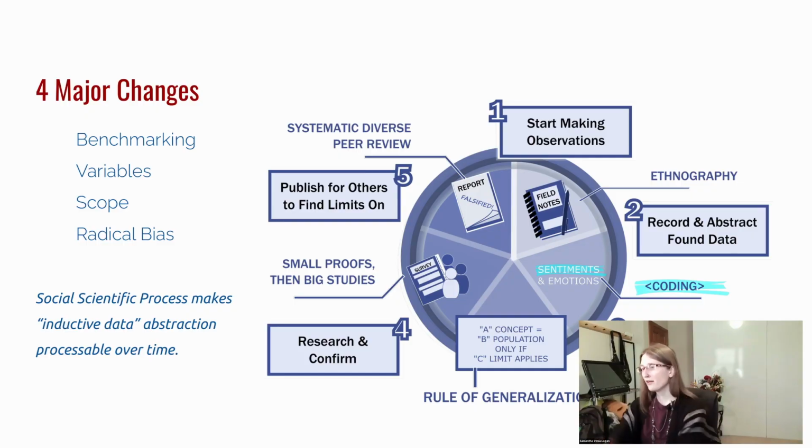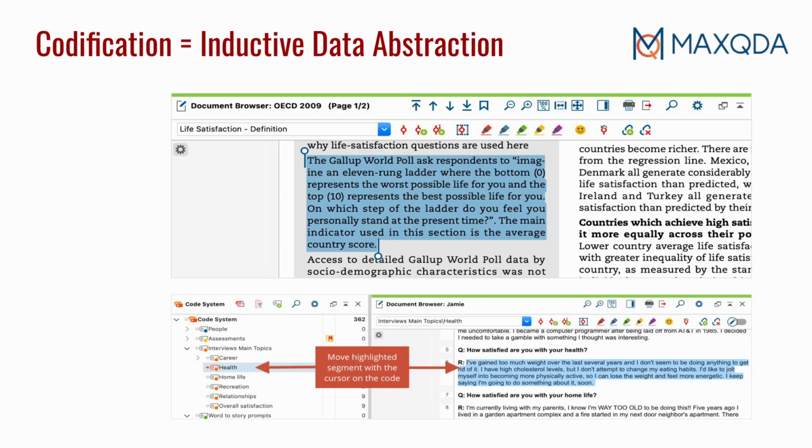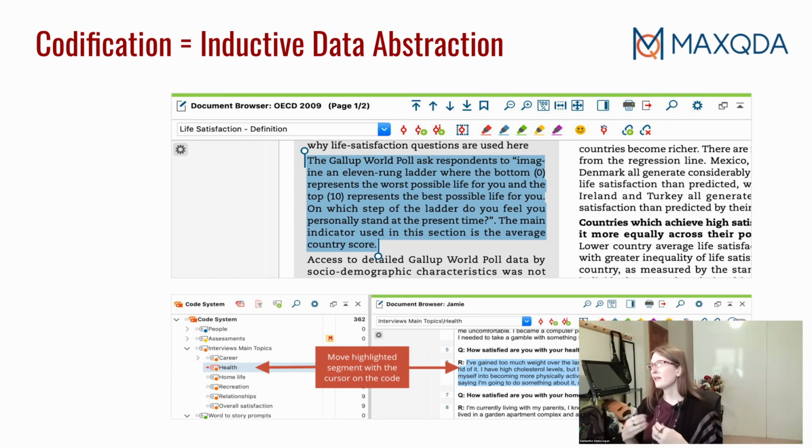And the easiest way for us to do this is with 2 main processes. We're going to go over step 2, which is called coding, and then we're going to go over the rules of generalization. So codification is a process of inductive data abstraction. What that means is we are inferring from data that we've already collected that there might be a hypothesis. In anthropology, we call this grounded theory analysis.